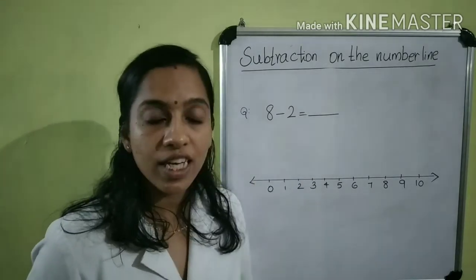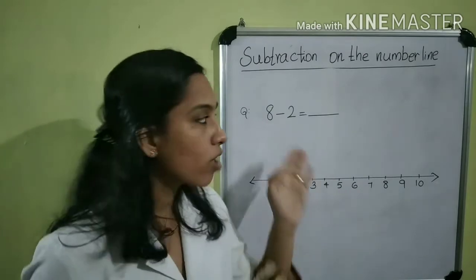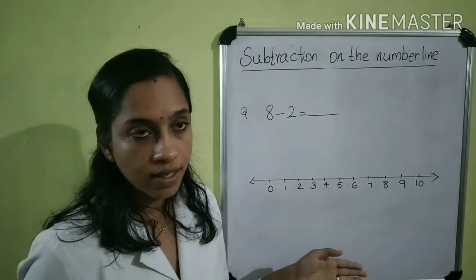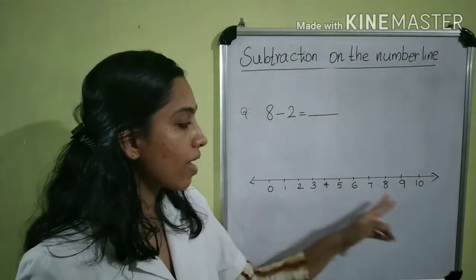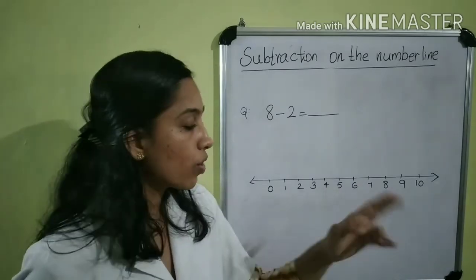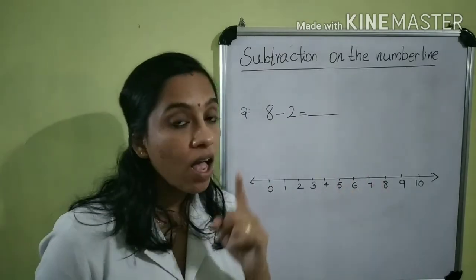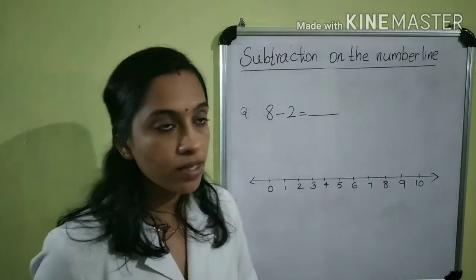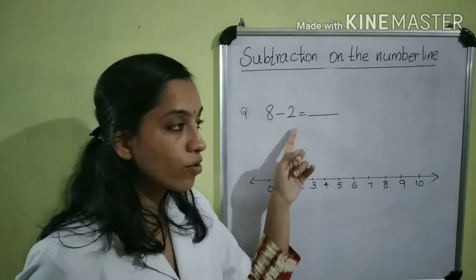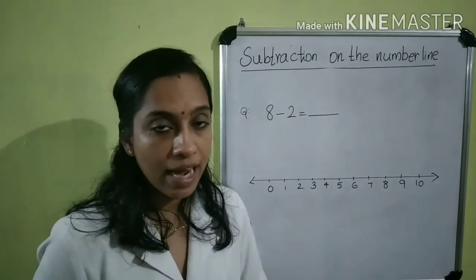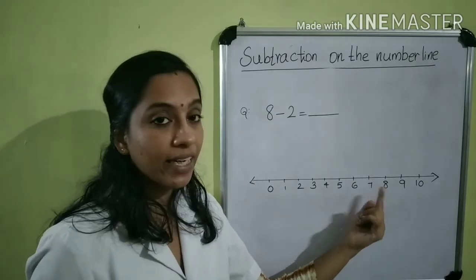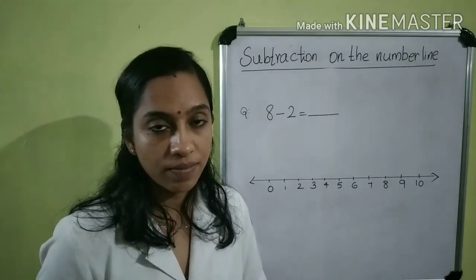Children, you can see one question here. 8 minus 2 is equal to dash. How can you solve this problem using this number line? We learned this. First we have to start from the number 8. Then you have to draw two gems in the backward direction, because here our operation is subtraction and we have to subtract 2 from 8. That's why I told you to draw two gems from 8 in the backward direction.